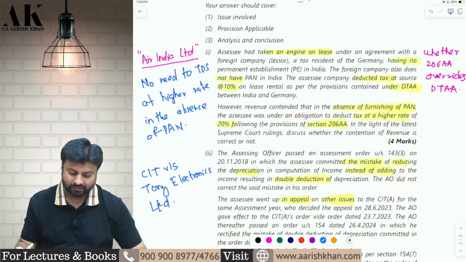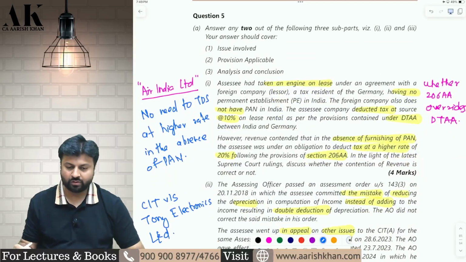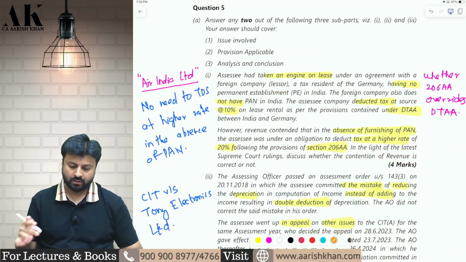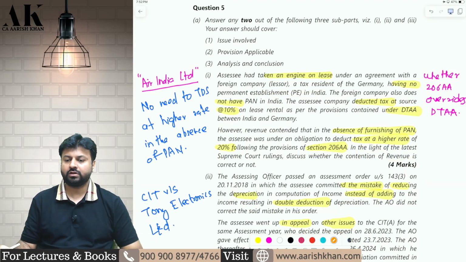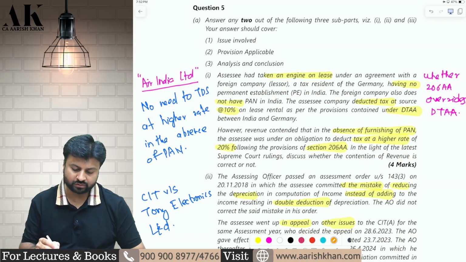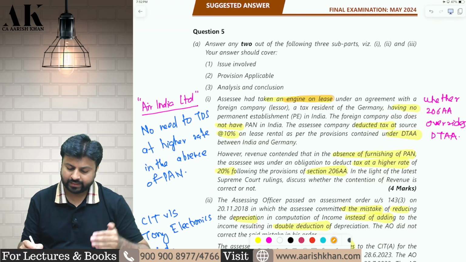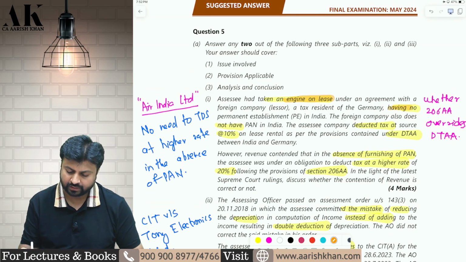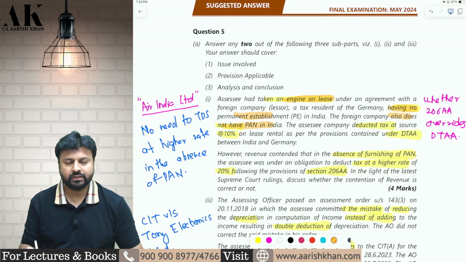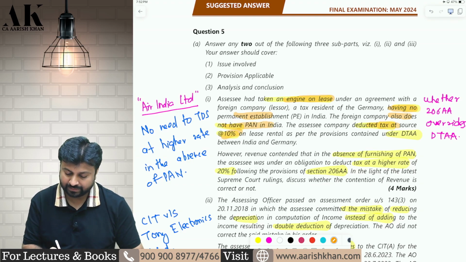Now coming to the next question, which is on case law. So next, question number 5, which is on case law. Let's talk about this question. The very first question over here is: the assessee has taken an engine on lease from a foreign company. The foreign company does not have any PE in India and also does not have any PAN in India. Therefore the assessee deducted TDS at 10% under the DTAA.